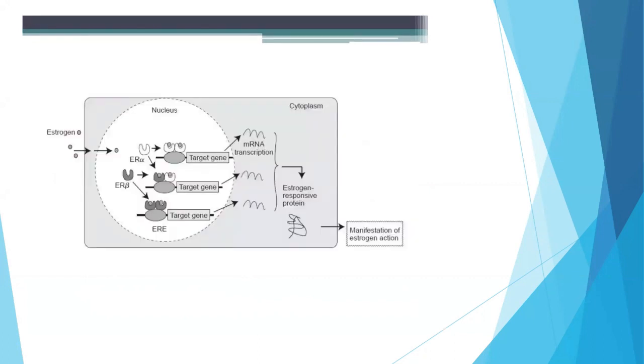Now, this is a simple illustration where we can see that there is a ligand or a hormone, for example estrogen, which can bind to its receptor and act on the target genes, and these target genes can then form the specific proteins needed for metabolism.